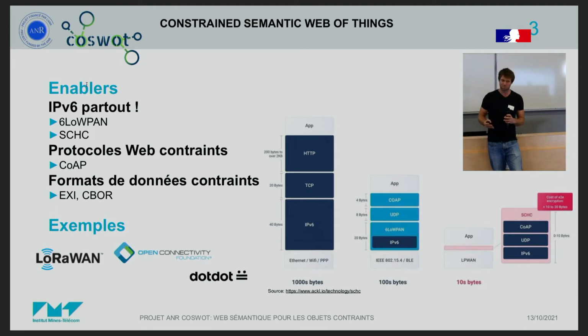And also constrained data formats, like XML, JSON. Those are also text-based. It's easy for humans to understand and to hack. But actually, when you want to go on the Internet of Things, you have to compress all that.